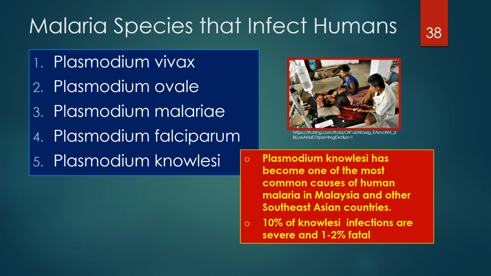There are 5 species of malaria that infect humans: Plasmodium vivax, Plasmodium ovale, Plasmodium malariae, Plasmodium falciparum, and Plasmodium knowlesi. Plasmodium knowlesi was thought to be a parasite of macaque monkeys and was used in the past to treat syphilis by inducing a fever in humans. It has now become one of the most common causes of human malaria in Malaysia and other Southeast Asian countries. 10% of knowlesi infections are severe. 1 to 2% of knowlesi infections are fatal.